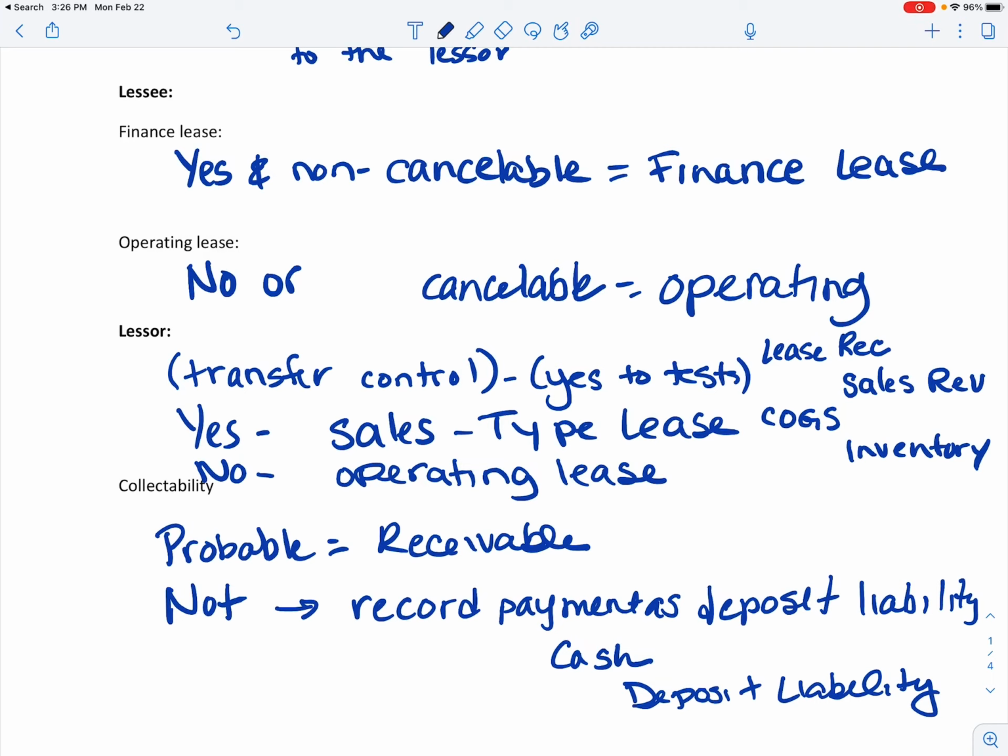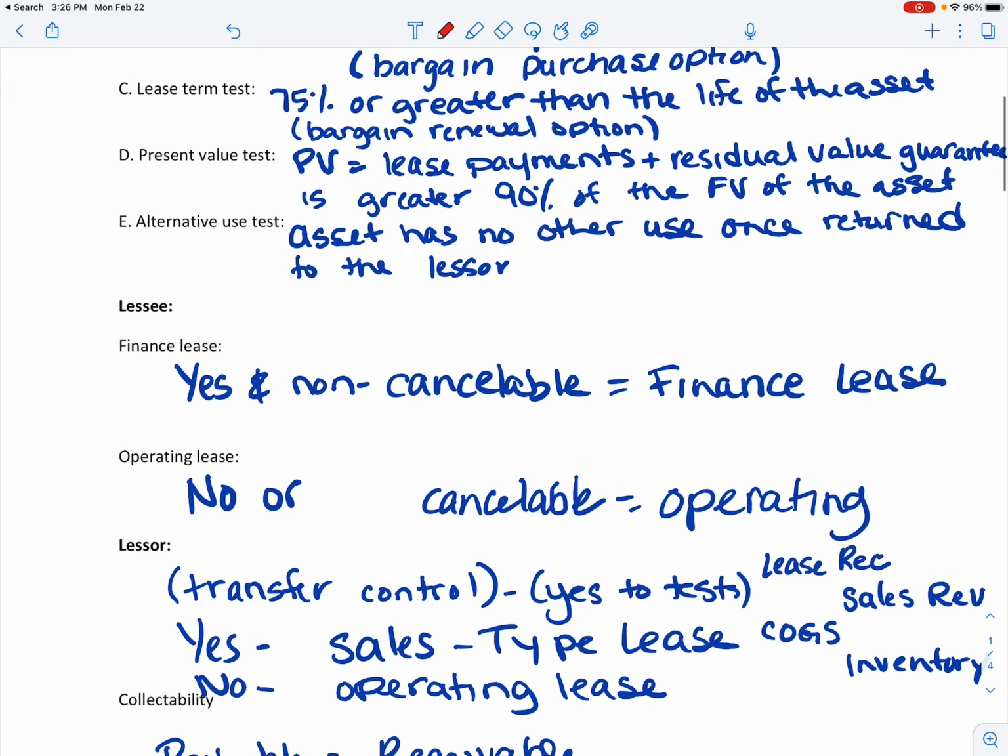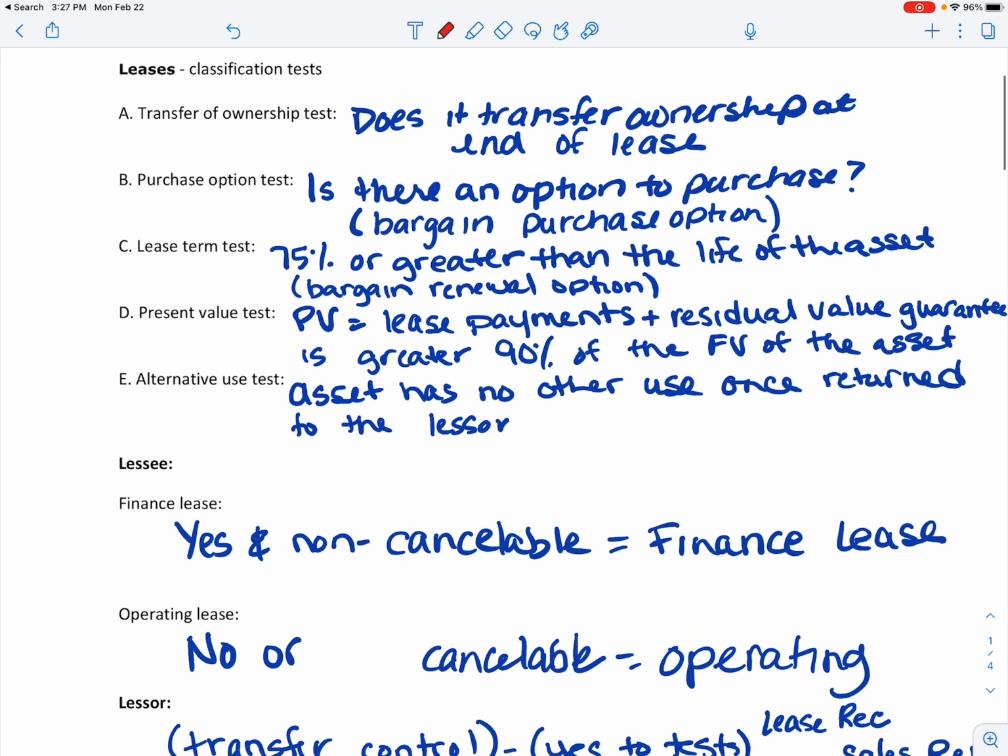So let's talk just for a second what the differences are between a finance lease and an operating lease. The first thing that we really want to understand is, is it a finance lease or operating lease? And from a lessor standpoint, is it a sales type lease? I guarantee you're going to see those kind of test questions. So make sure you understand these classification tests and what has to be met. And understand, are you looking at the lessee or lessor, determining if it's a finance lease, an operating lease, or if you're going to record this as a sales type lease.